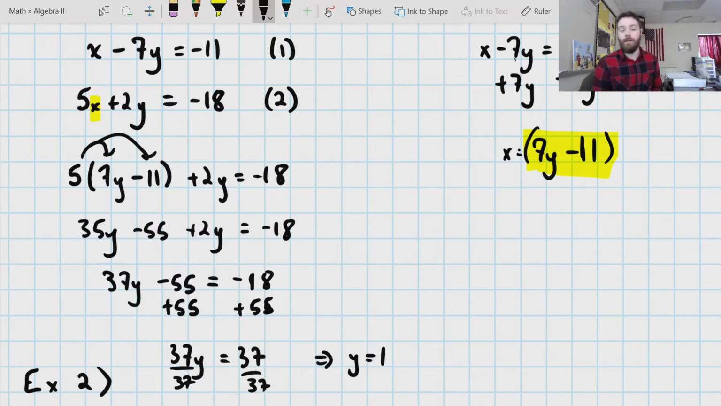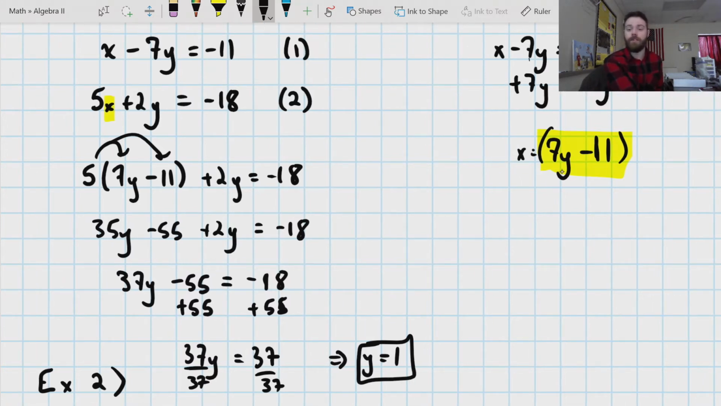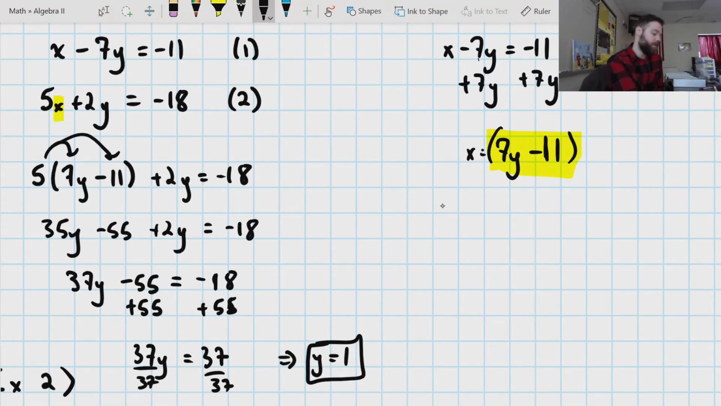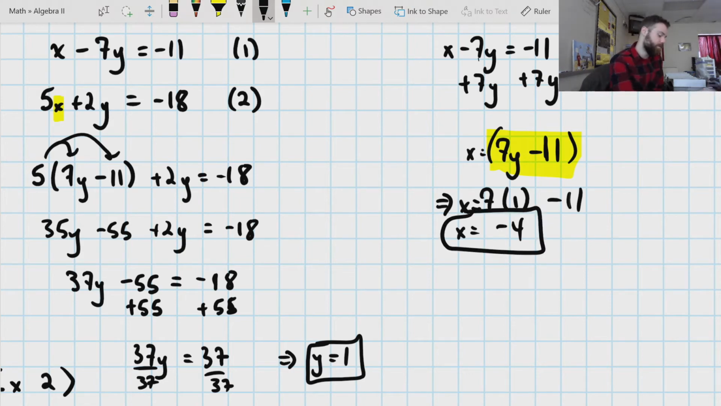So if y equals 1, then you can find x. There are 2 parts to this. Once you solve one equation for one variable, you take that variable and plug it back into the other equation. Over here, I've solved for x: x is equal to 7y minus 11. Since y is 1, I can substitute 1 back in for y. So I've got 7 times 1 minus 11 is x. That means x is equal to negative 4. So those are a pair.